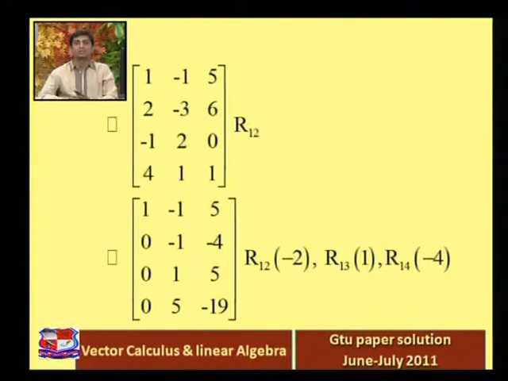Okay, so now we have this matrix 1 minus 1 5, 0 minus 1 minus 4, 0 1 5 and 0 5 minus 19. Now in second row we have leading entry minus 1. So what is our next process? We multiply second row with 1 and add into the third row, and we multiply second row with minus 5 and add into the fourth row. So here is the next process.